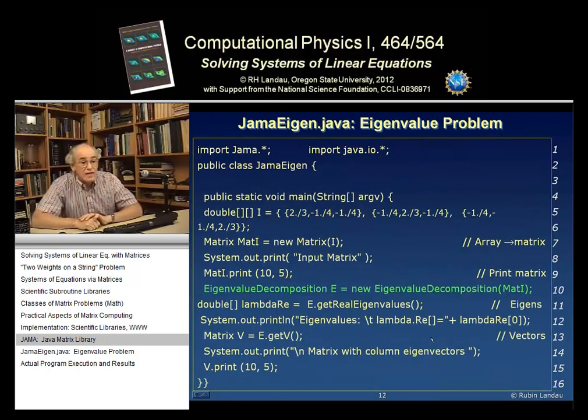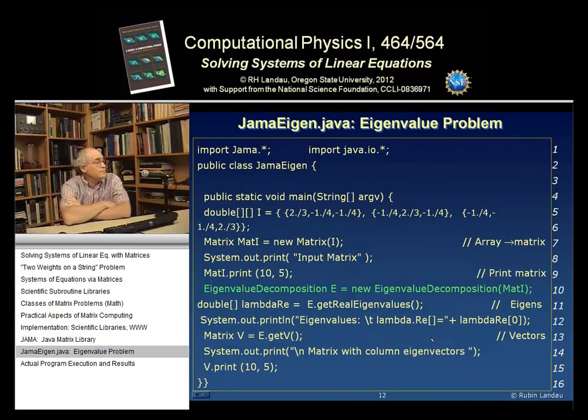So now let's look at slide 12. It's worth pausing because slide 12 is a real program. If you go on the web, certainly if you go to the textbook and the CD of the textbook, you'll find Java codes, and one of the Java code directories will be JAMA eigen. In JAMA eigen, you'll find this program, JAMA eigen.java. So it should be on the CD. This is what it looks like. And let's talk about the program.